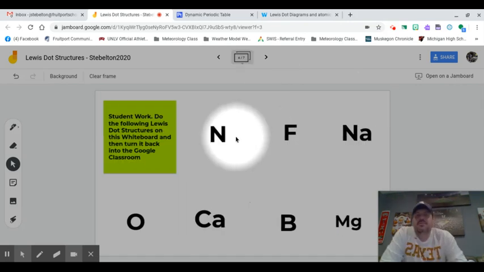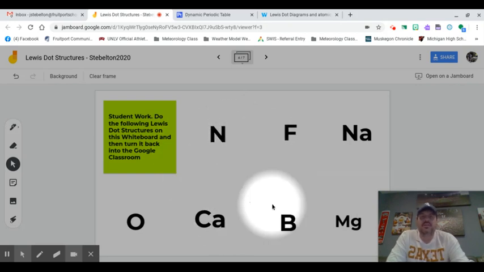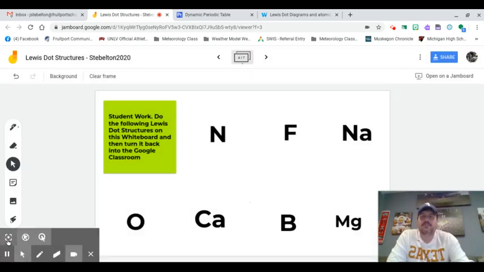Okay, so when you do this at home on your own, you will actually get this sheet right here. I have a couple of homework sheets for you, and you should be able to put the dots around these symbols and then share it back to me in the Google Classroom. So you will do the following Lewis dot structures. I'll probably switch up the symbols a little bit because I'm going to do a couple as an example for you, and you will do it just like I'm going to show you in a few minutes.